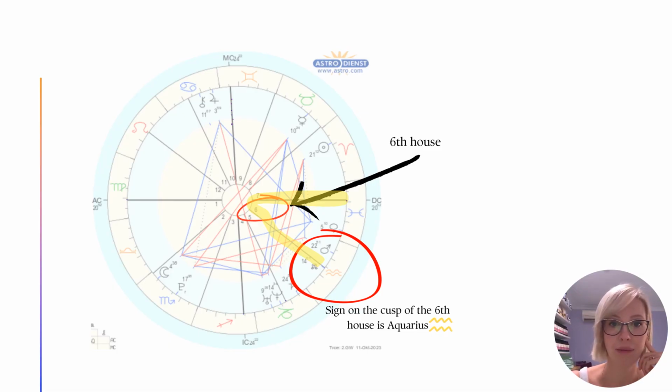9th house by Gemini. You can sort of see it's only a degree or 2 in there. The 10th house is Gemini, so they are Gemini 10th house. They are Cancer 11th house and Leo 12th house. I hope that makes sense to you.